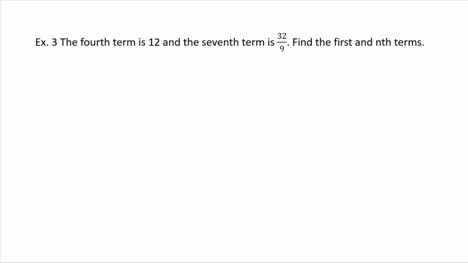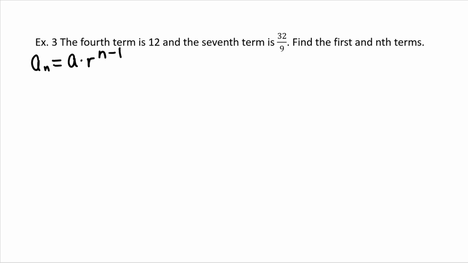The 4th term is 12, and the 7th term is 32/9. Find the first and the nth terms. This is on the assumption that this is referencing a geometric sequence. So when we work with geometric sequences, we recall that the nth term, a sub n, is equal to the first term times r, the common ratio, to the power of n minus 1.